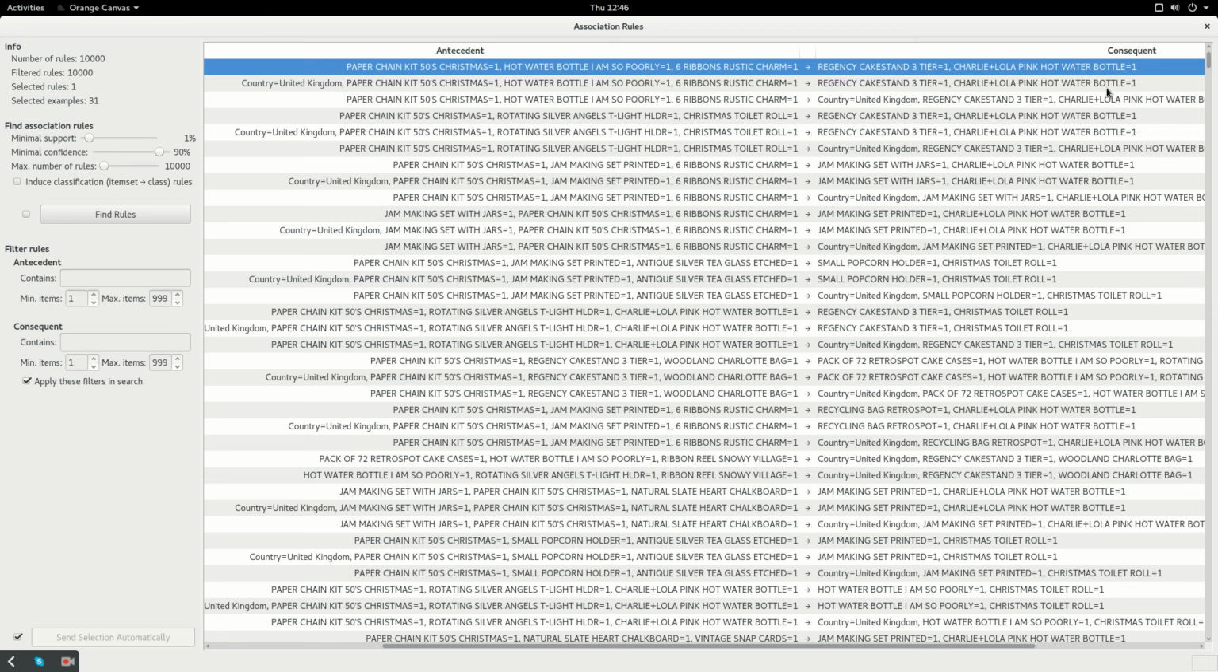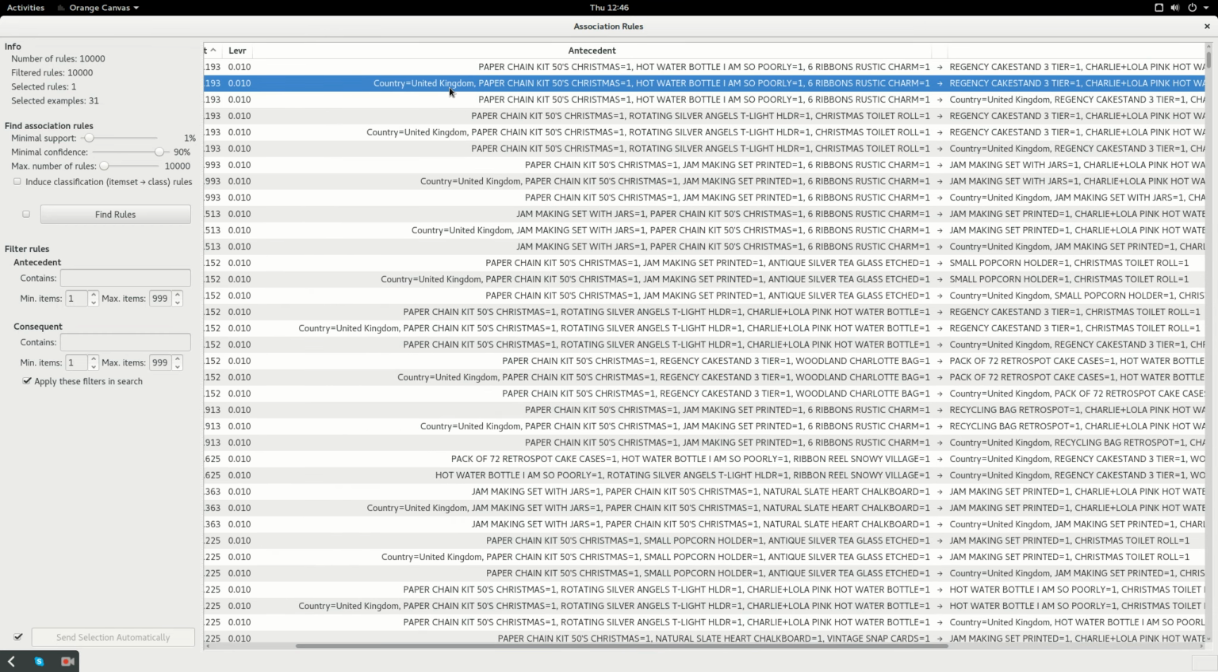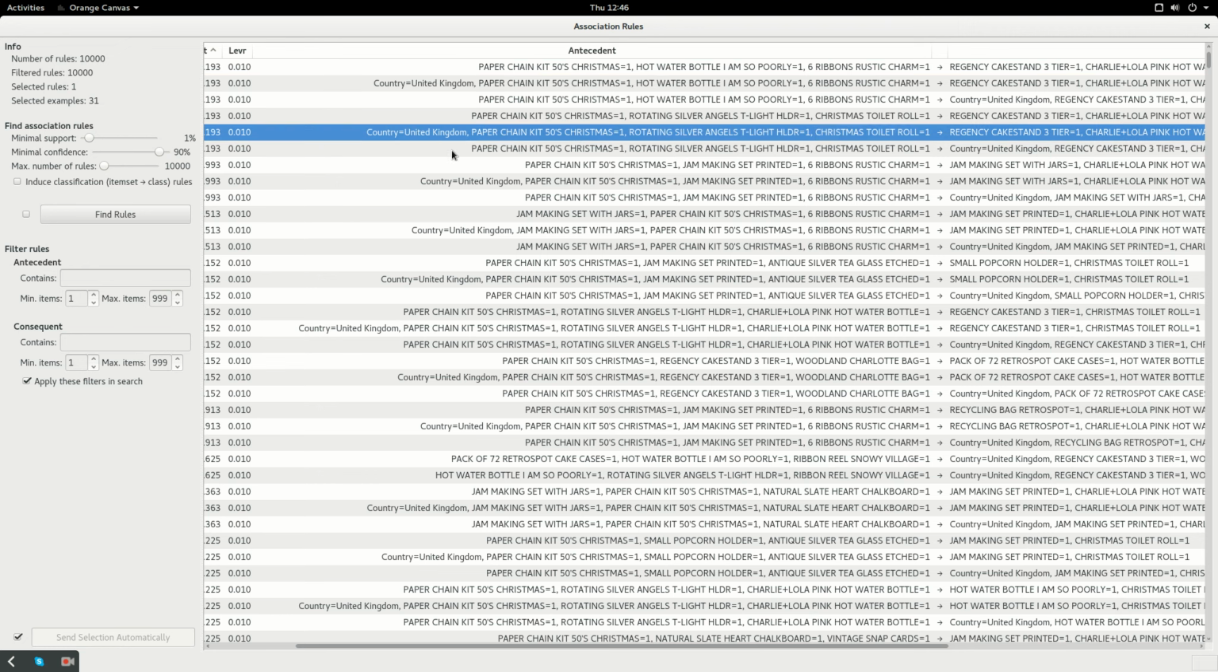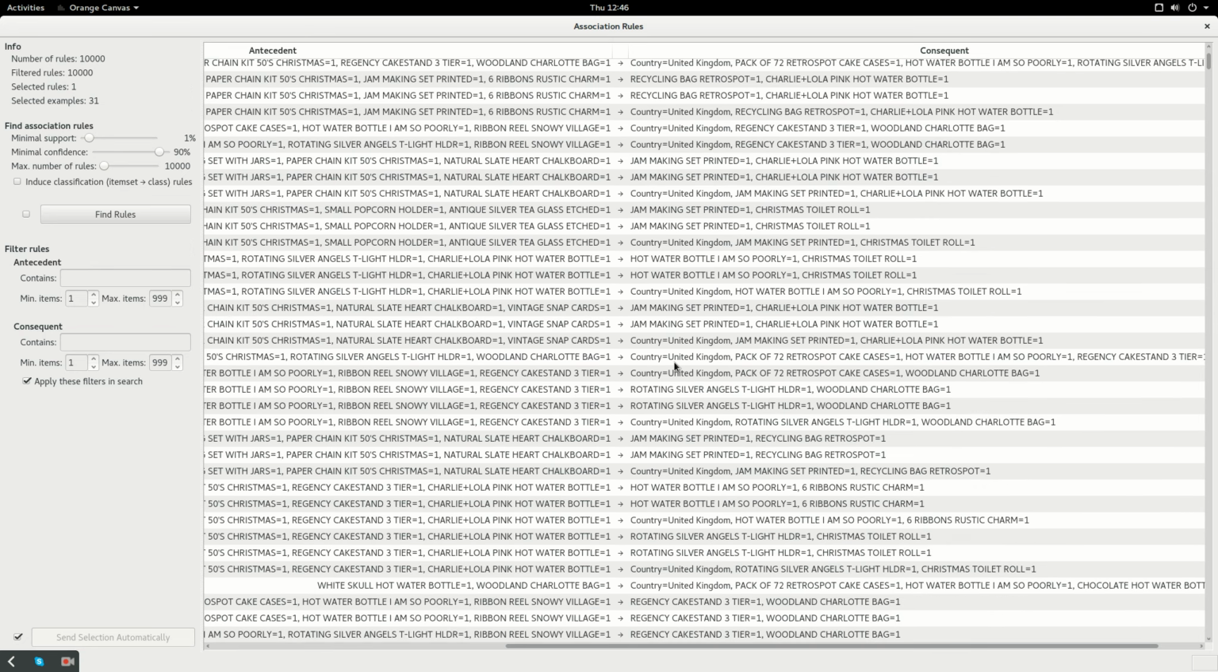Similarly, we can go even more into detail, and we say, listen, if the customer is from United Kingdom, definitely show the other recommendations. And we'll have a couple more like them. If the country is the United Kingdom, they bought the chain kit, the silver agents tea light holder, and the toilet roll, then we can advertise these because they are very likely to want to buy them. And this keeps on going for quite a large number of rules.